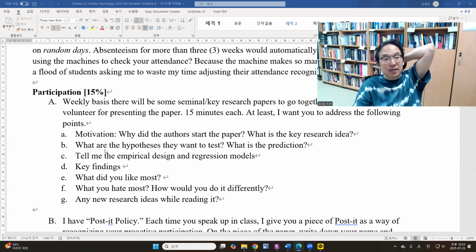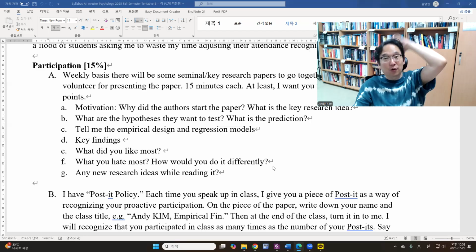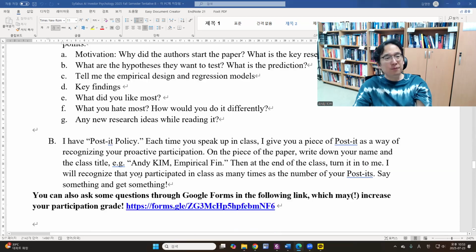What are the hypotheses they want to test? What is the prediction? Tell me the empirical design and the regression models, key findings, and what did you like most and what did you hate most? And any new research ideas while reading it, and how would you do it differently if you were the author? Okay. This is one challenge that you can do.